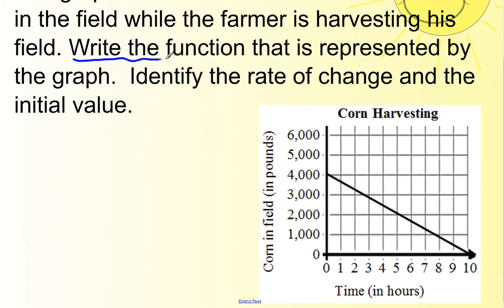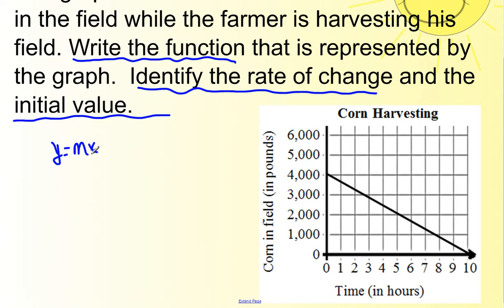All right, so we need to write the function. Then we need to identify the rate of change and the initial value. So we need to write an equation from this. Equation of a line, slope-intercept form. So y equals, all right, let's see here. For slope-intercept form, you find your slope, you find your intercept. So my intercept appears to be at 4,000. So that's pretty easy.